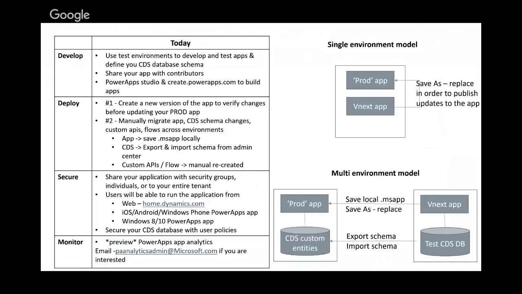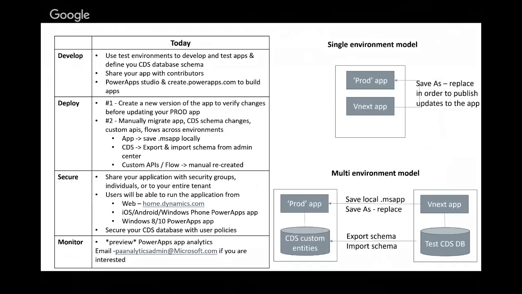And then if you had any changes in the CDS schema, for example, you would have to export and import that manually as a separate step. Flows and custom APIs would need to be manually recreated or updated in the target environments. And it's really hairy today. I want to walk through what that experience looks like, but I do want to call out that we know this isn't great, and we're rolling out some stuff soon to address this.